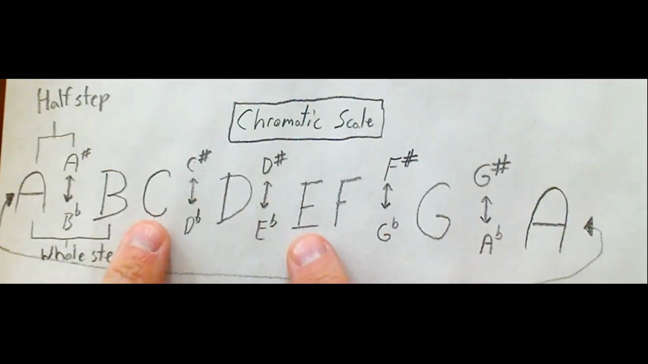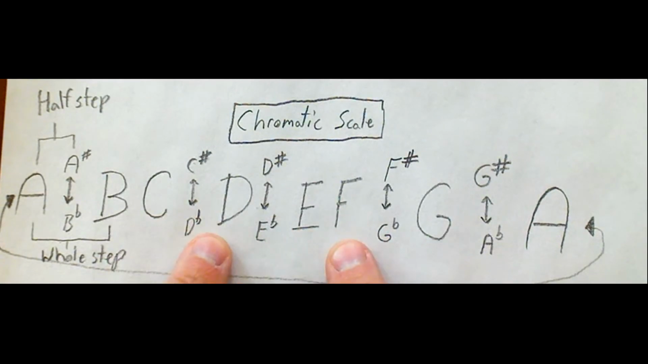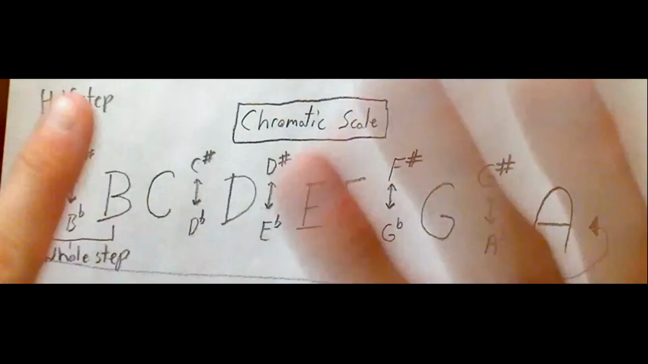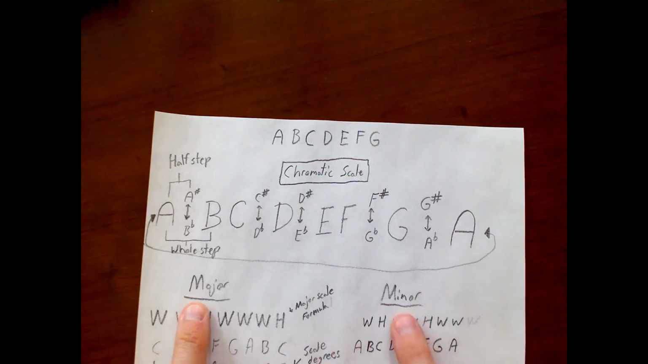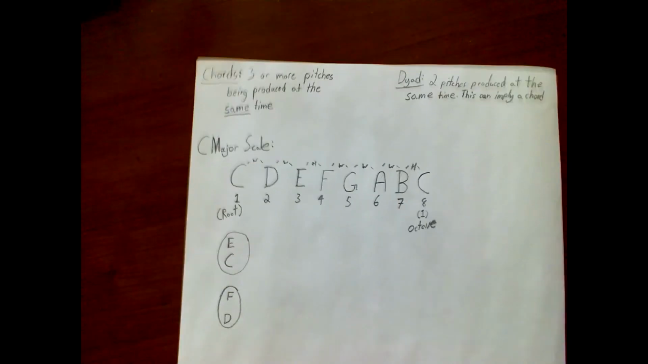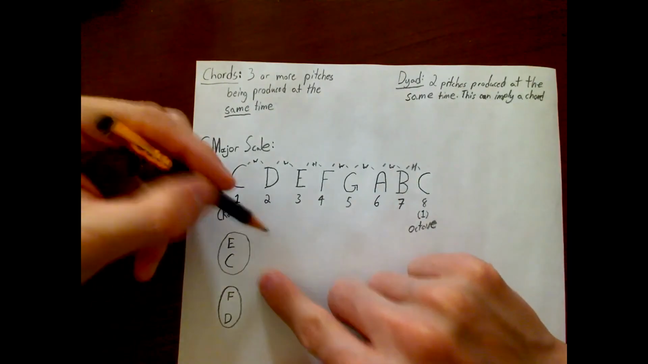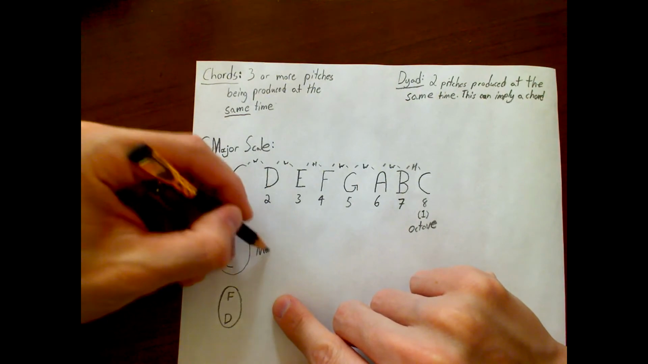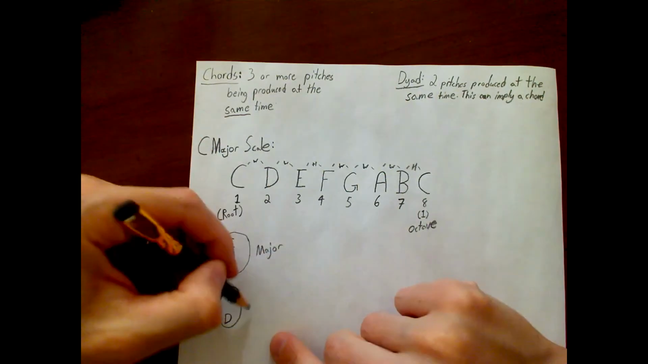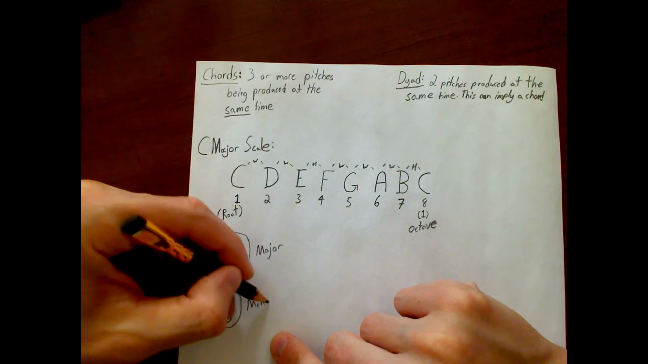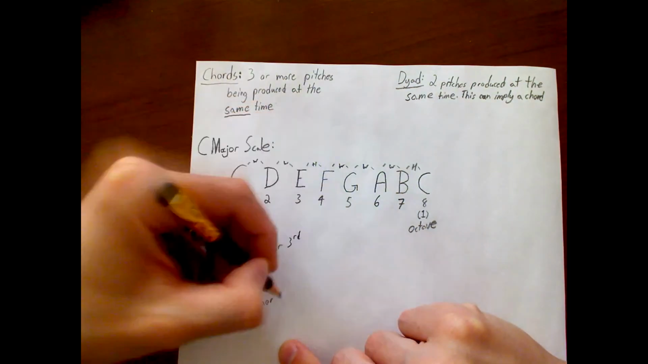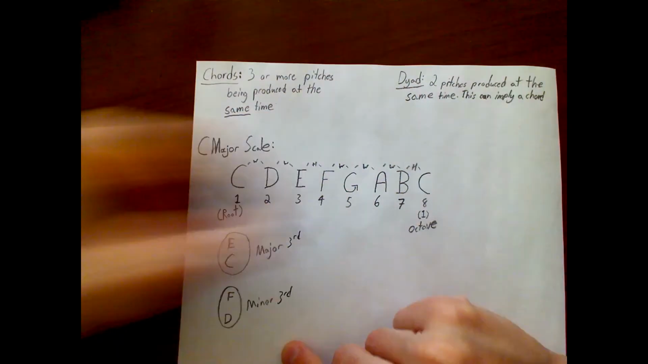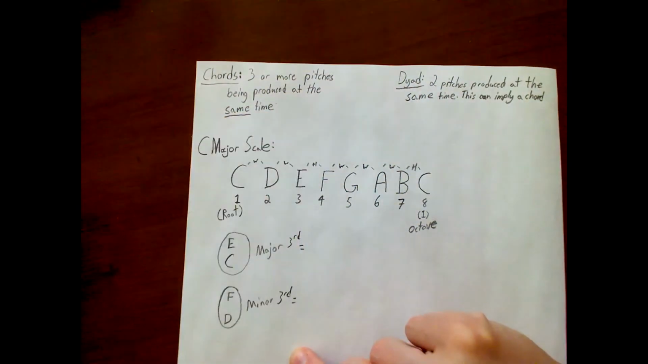Now, of course, from C to E, that's 3 letters apart. From D to F, that's 3 letters apart. But the amount of half steps in between are different. And this is where the terms major and minor come back. So let's go back to our dyads. From C to E is what we call major. And from D to F, we call this minor. Not just anything, but a major third and a minor third because of the number of half steps.